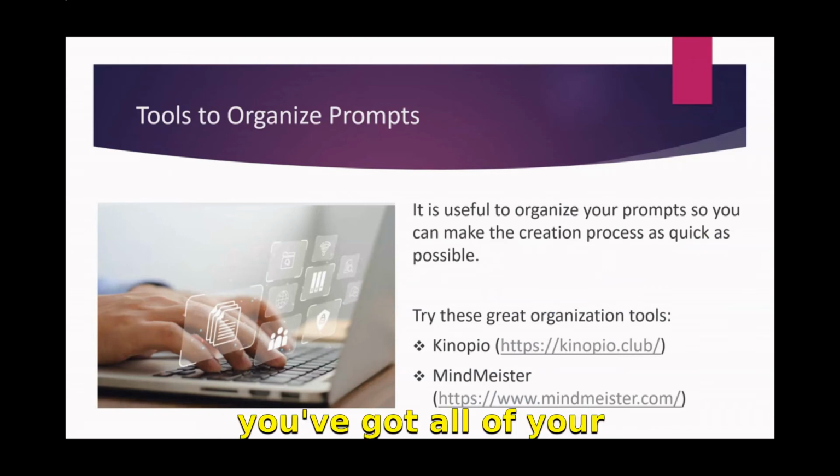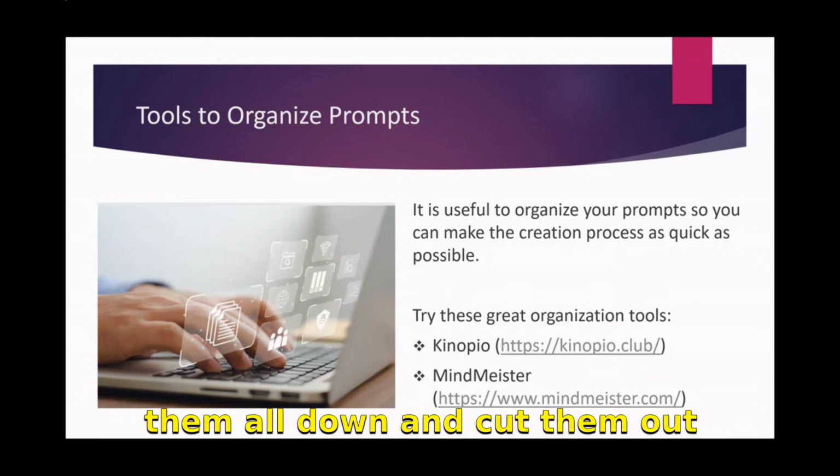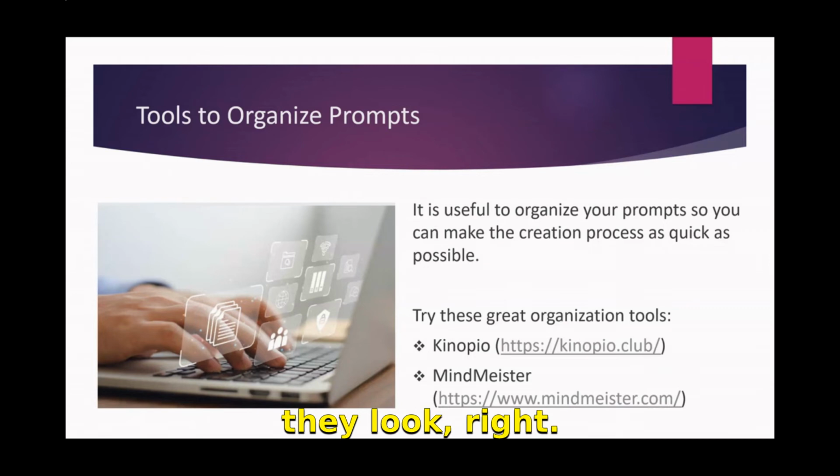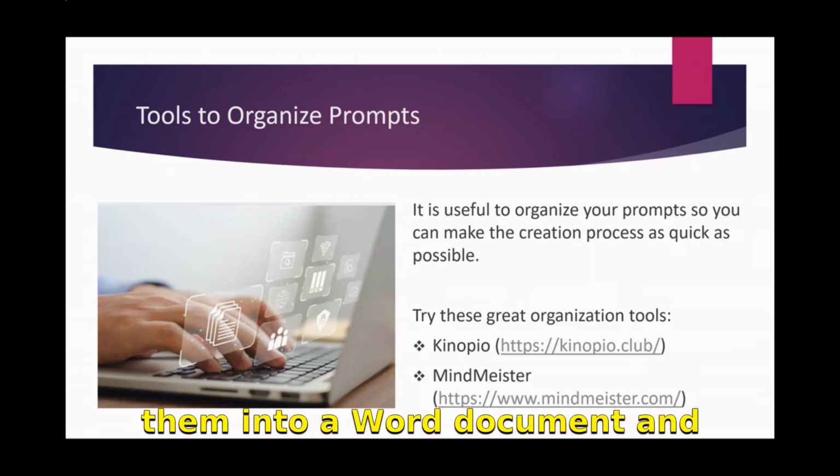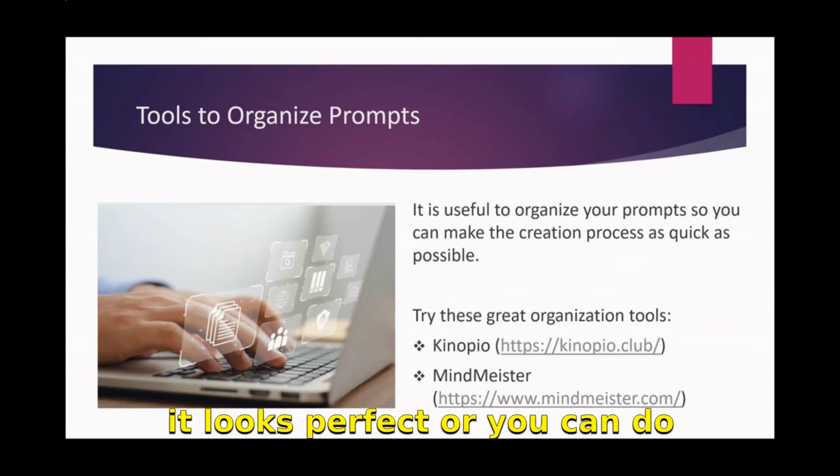So the second part, once you've got all of your prompts, is that you need to organize them to be able to turn them into a journal. So of course you could write them all down and cut them out and put them up on a cork board and move them around until they look right, or you could copy and paste them into a Word document and slide the pages around until it looks perfect. Or you can do it really quickly using an AI organization tool.